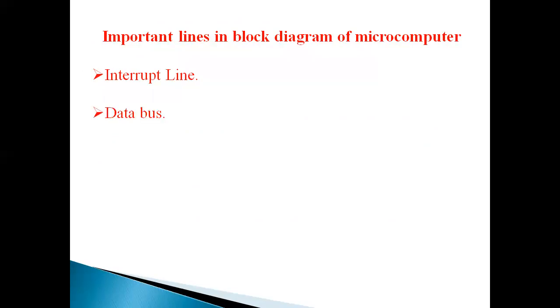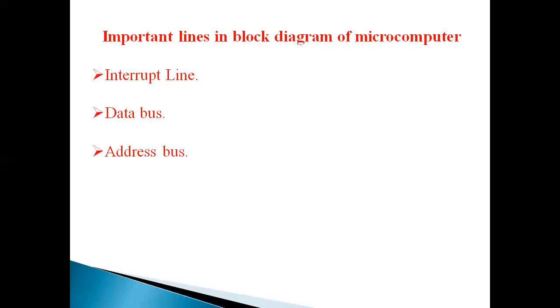The second one is the data bus. It is an 8-bit microprocessor unit and it consists of 8 lines. It is an input-output bus and it is a bidirectional bus. It serves as an input when the processor reads information from memory or from an input device. It becomes an output bus when the processor writes information to memory or to an output. So it is a bidirectional bus.